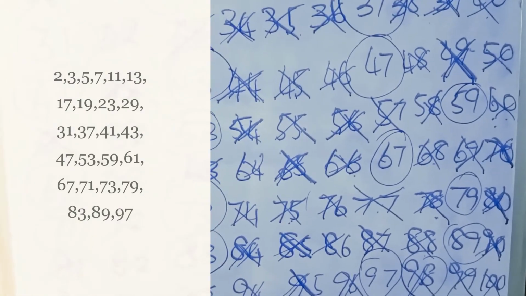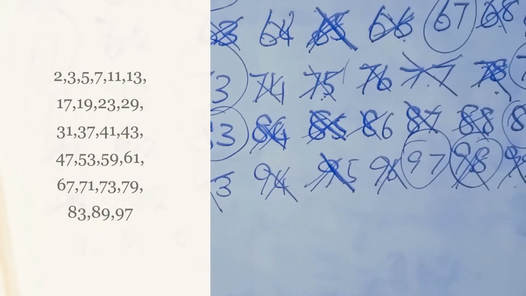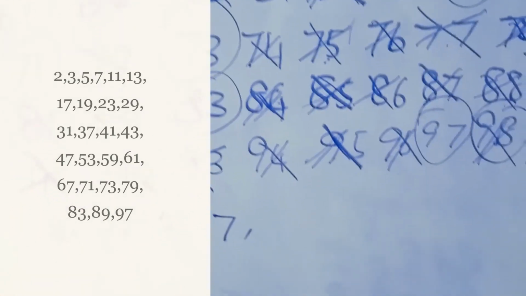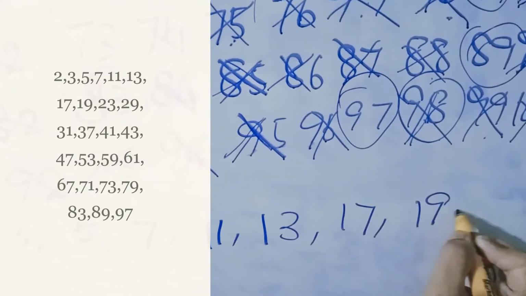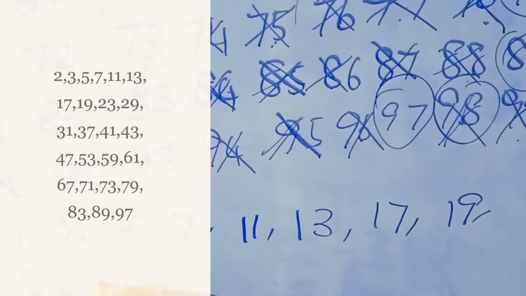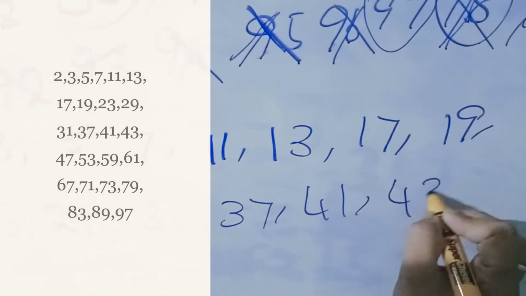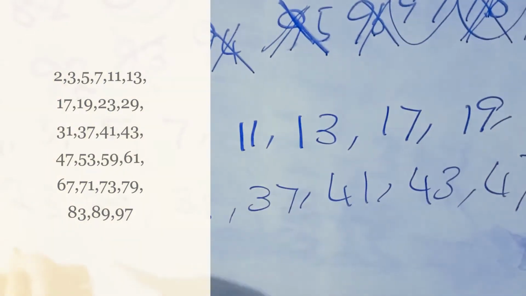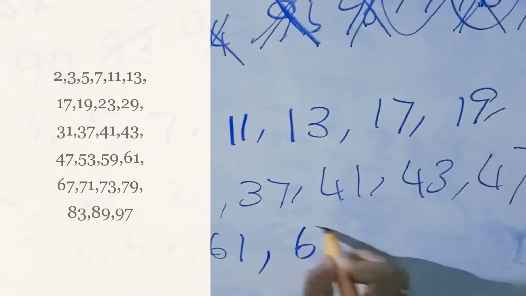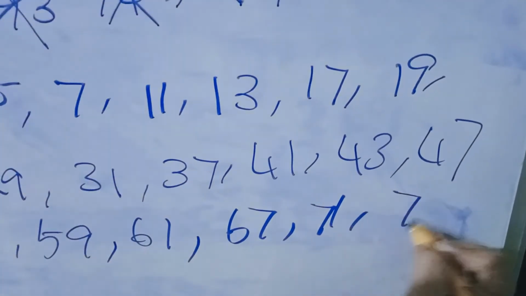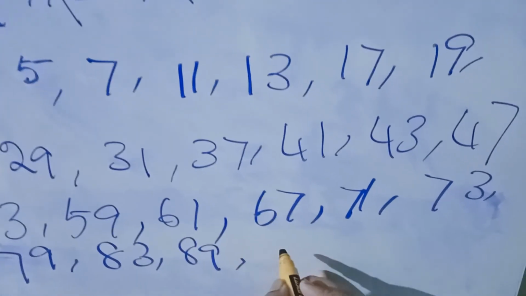Now we can write what the prime numbers are. 2, 3, 5, then 7, then 11, 13, 17, 19, 23, 29, 31, 37, 41, 43, 47, 53, 59 and 61, 67, then 71, 73, 79, 83, 89 and last one 97.